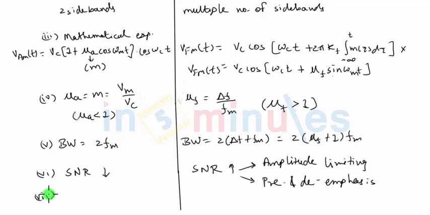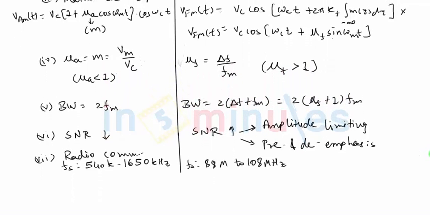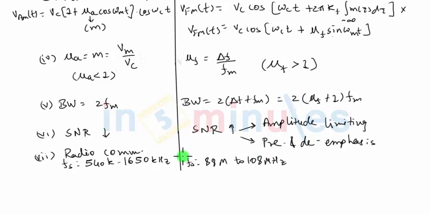Next point will be about frequency range for radio communication. Both AM and FM are used in radio communication. The range of frequency here, that is the station frequency or the carrier frequency, we have already discussed before. It's 540 kilohertz to 1650 kilohertz. In the application of radio communication for FM, the station frequencies vary from 88 megahertz to 108 megahertz. So that's the range. Various FM stations are available in the range of 88 megahertz to 108 megahertz.